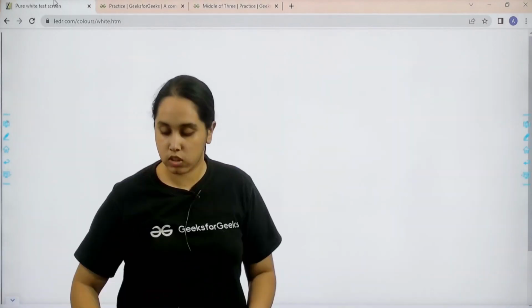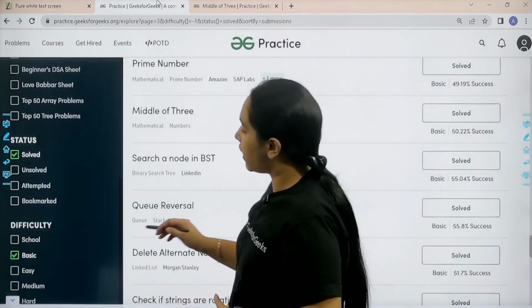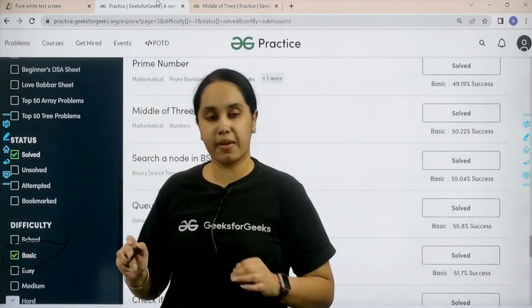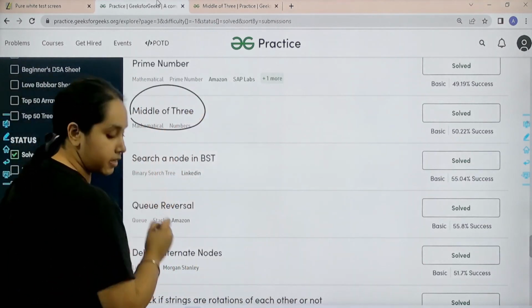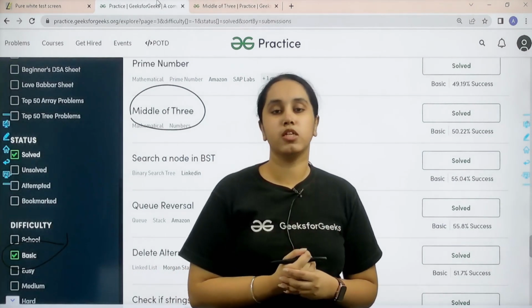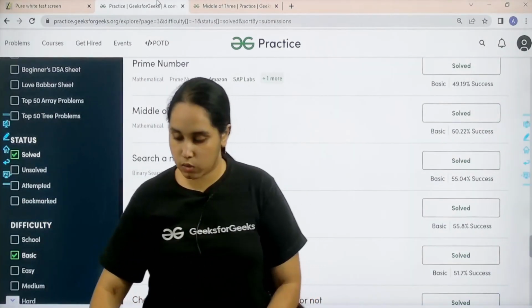What you need to do is go to the practice portal. In the practice portal, in the difficulty section, you need to choose Basic. After choosing Basic, you need to find the problem Middle of 3. Once you find the problem, you need to click on Solve. Okay, I hope this is clear. Now let's solve the question.